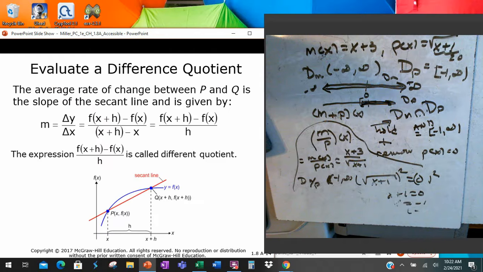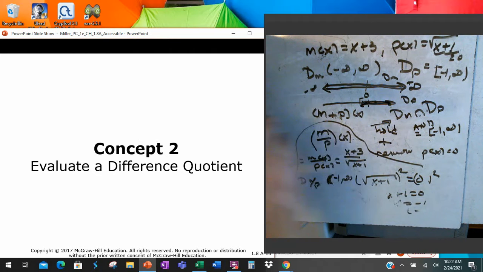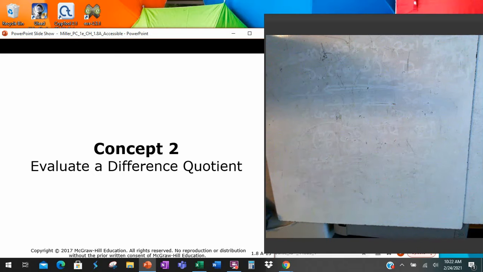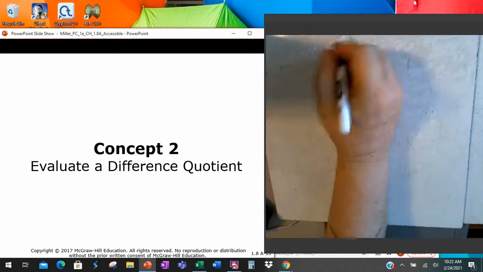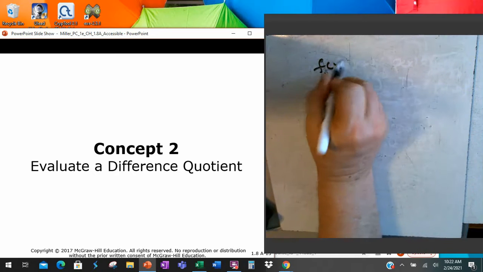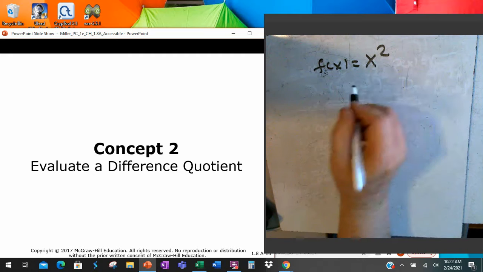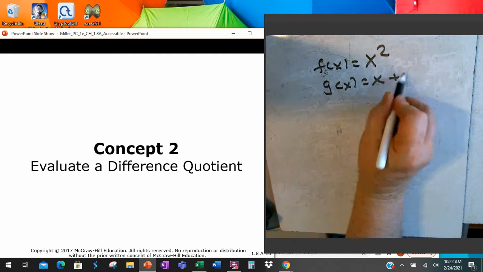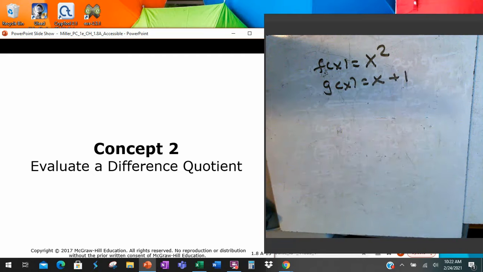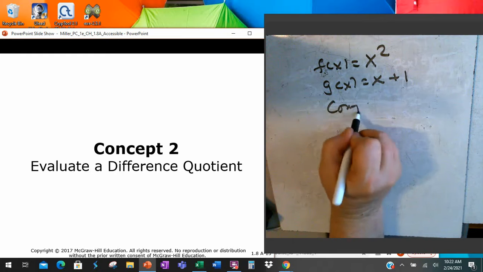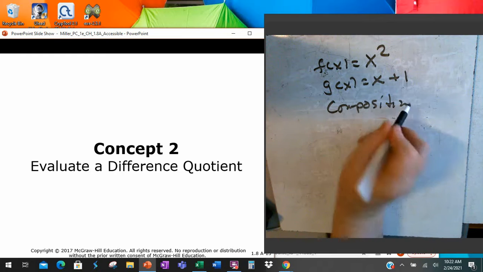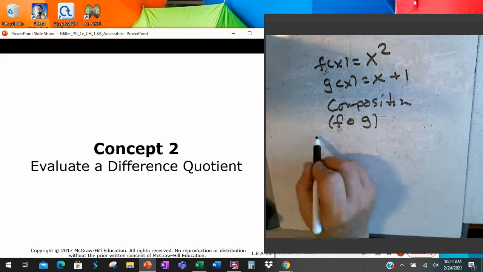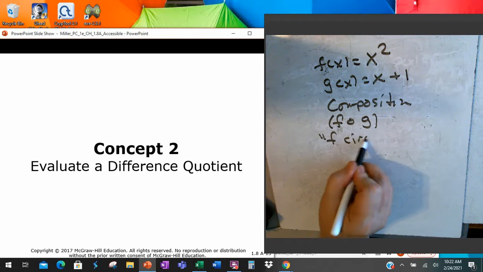Okay, so instead of evaluating a difference quotient, I want to give you a quick overview of composition because that's exactly what we're doing. So f of x is equal to, let's go x squared, g of x, let's do a simple one like x plus 1, and then composition, f circle g.